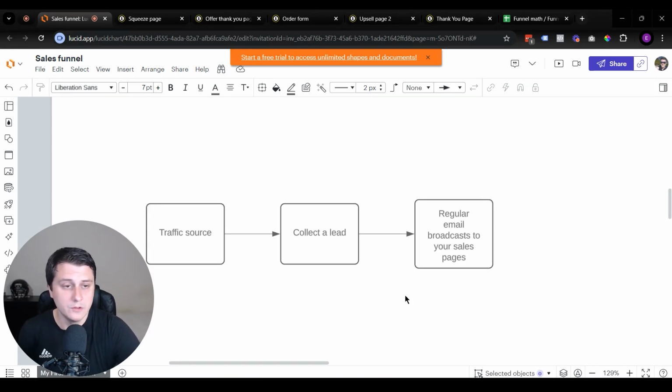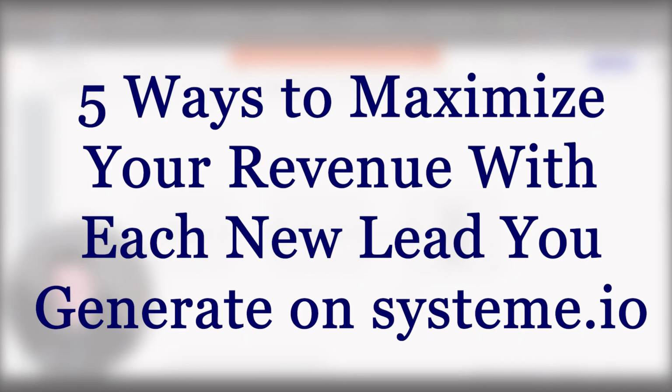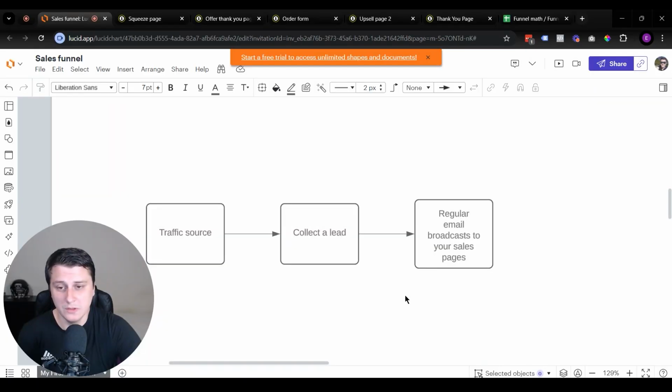Edgar from Solo Marketer here, and in this video, I want to show you 5 ways to maximize your revenue with each new lead you generate on System.io. And not only that, all 5 of those ways will be fully automated. Once you set them up, and you can optimize them, of course, it's one of those set it and forget it things, right? You set it up, and it just runs in the background for you.